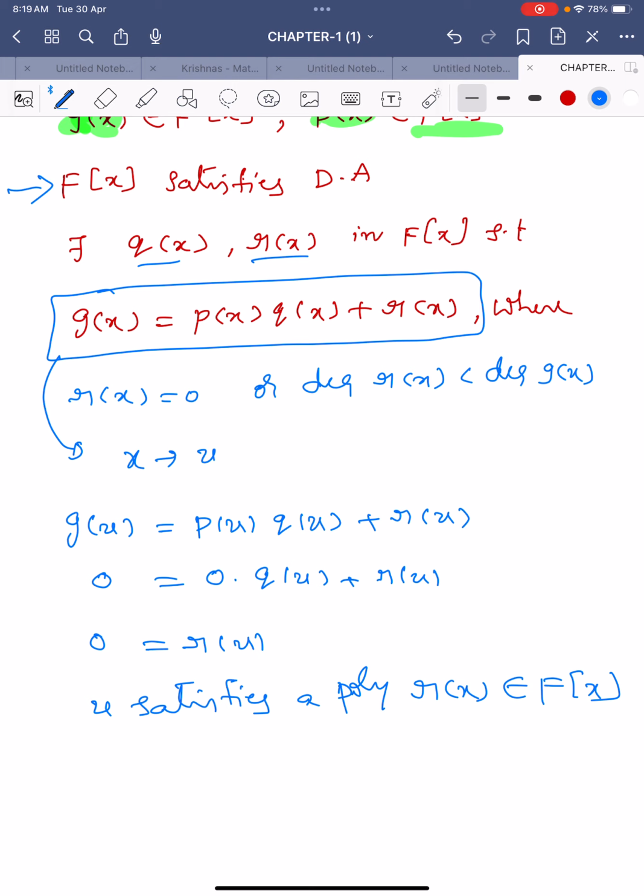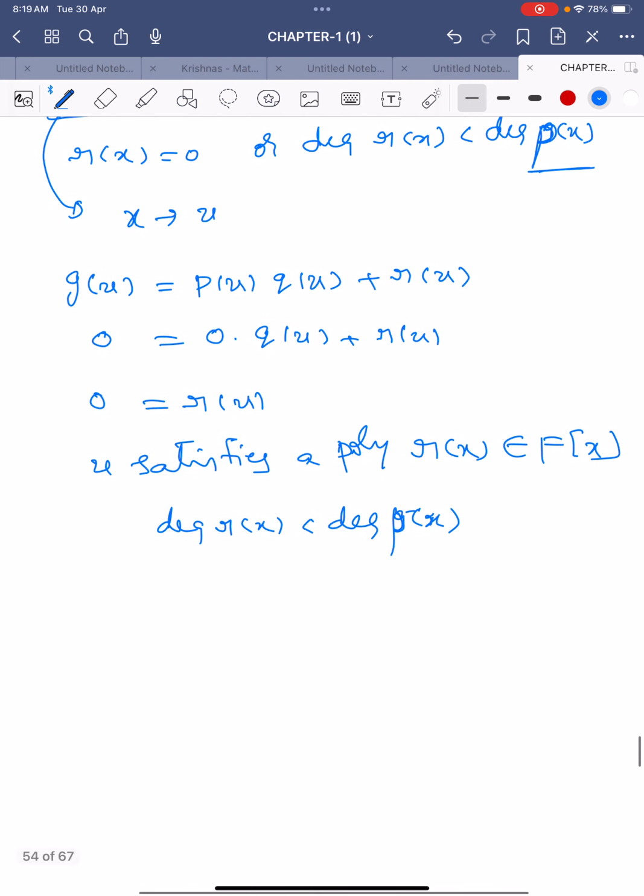You clearly observe that the degree of r of x is less than the degree of g of x. This is not the degree of g of x, I'm sorry, it is the degree of p of x. Here also in the division algorithm it is the degree of p of x. Again this is a contradiction.